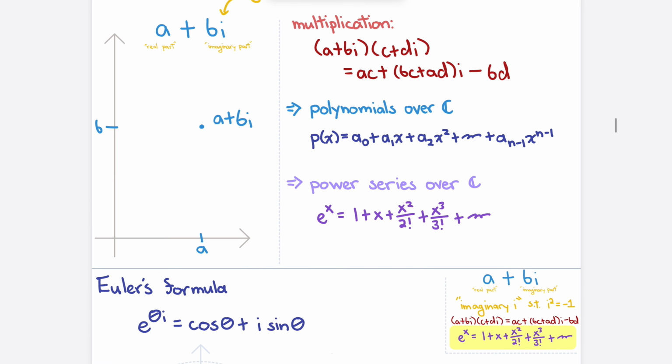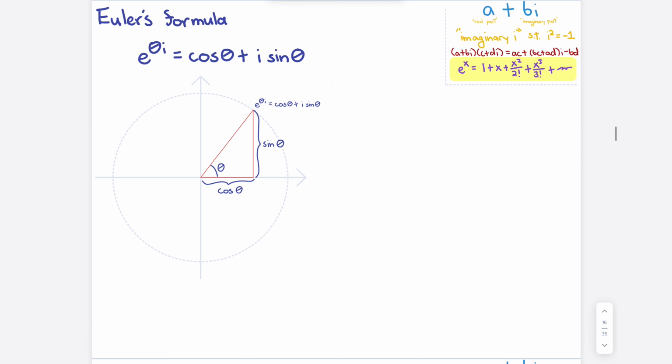Now, Euler's formula is this famous thing. For any value of theta, and it could be modulo 2 pi, if you plot e to the theta i, what is this value? The real part is going to be cosine of theta, and the imaginary part is going to be sine of theta. So e to the theta i is spinning around, from your point of view, counterclockwise.